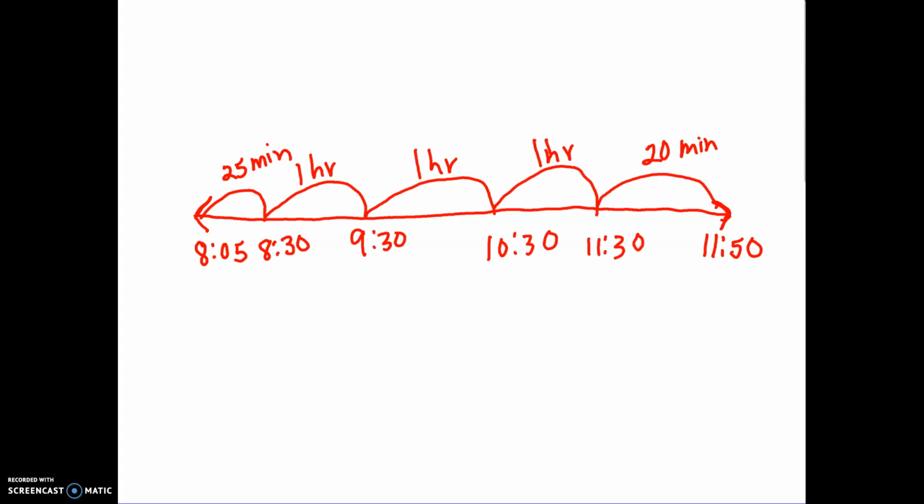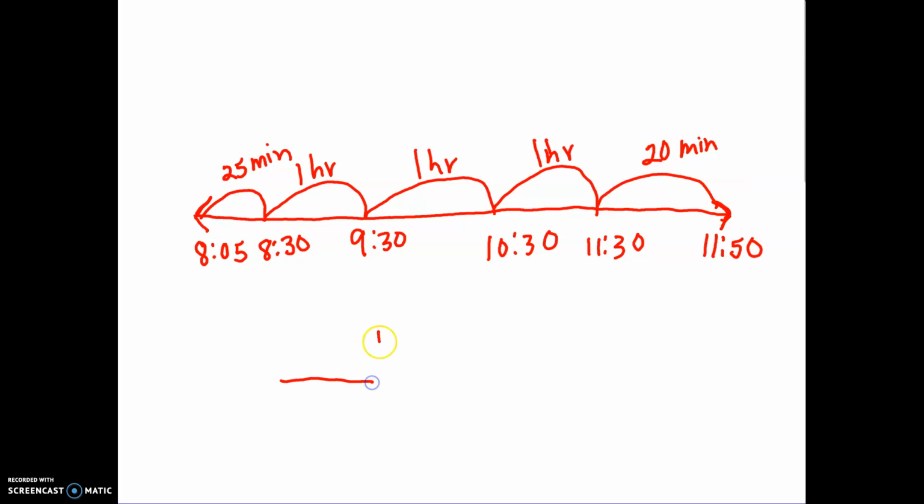Okay, here's my timeline or my number line. It might not look exactly like yours. You might have done different lengths of hops, and that's okay. But here's what I came up with. I went from 8:05 to 8:30, and that was 25 minutes. Then I did hour hops. I went from 8:30 to 9:30, 9:30 to 10:30, 10:30 to 11:30, and then my last hop was from 11:30 to 11:50. Well, from 8:05 to 8:30, it's 25 minutes. And then, like I said, these are hour hops, and my last hop was 20 minutes.